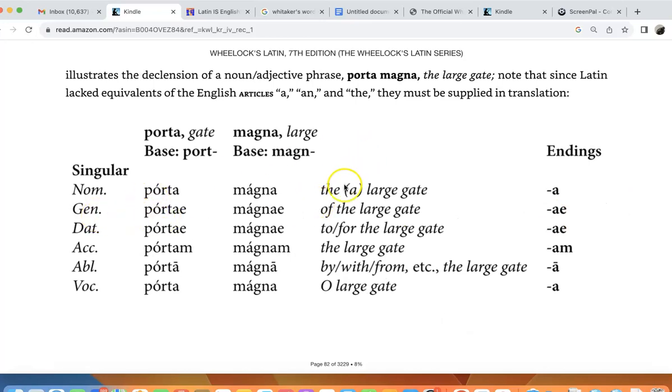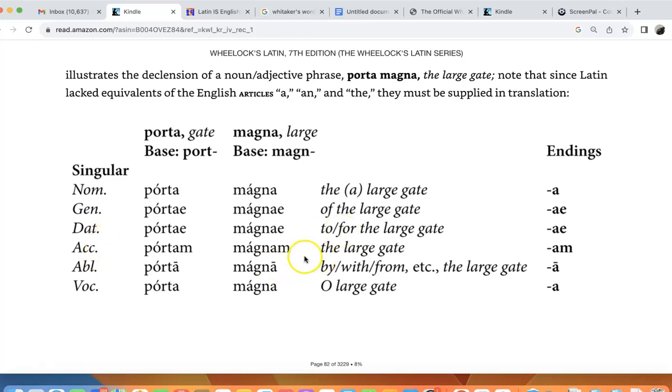Here's the genitive. Oftentimes, especially in spoken English, we'll use an apostrophe. But I want to suggest that it's going to be more effective in Latin to use more formal English and use "of" to indicate the possessive for the Latin. So there's our AE, of the large gate. But then we have the dative, which is the indirect object, generally to or for whom something is done. So to or for whom something is done.